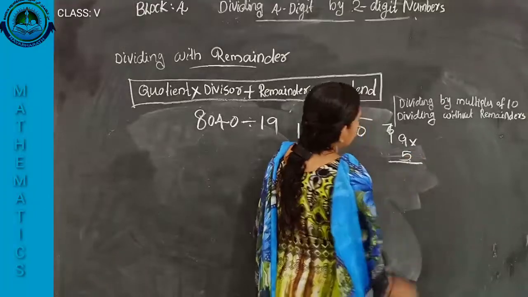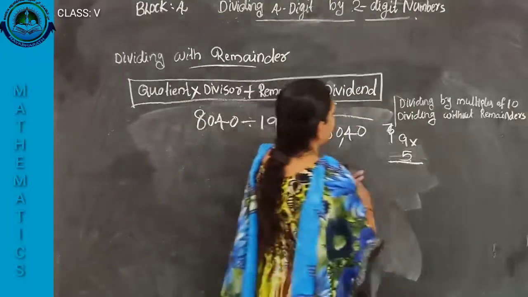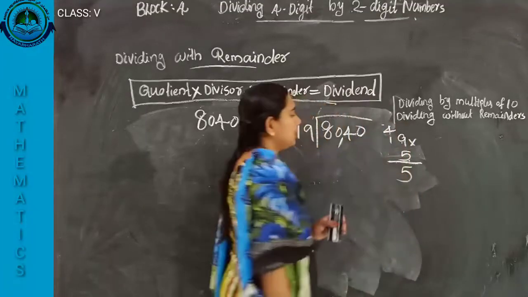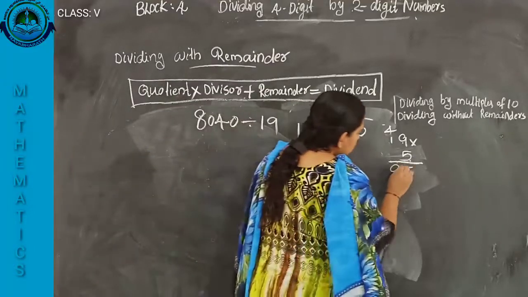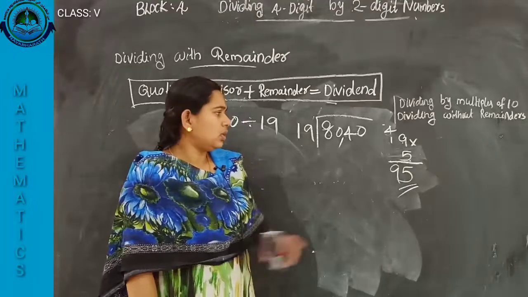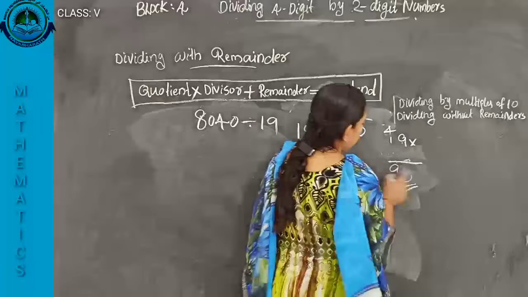5. 9 into 5, 45. Okay, 4 as carry. Then 1 into 5, 5. 5 plus 4, 9. So 95. 5 also gives 95, which is almost the nearest, but still too high. Okay, so we'll choose the next number, 4.